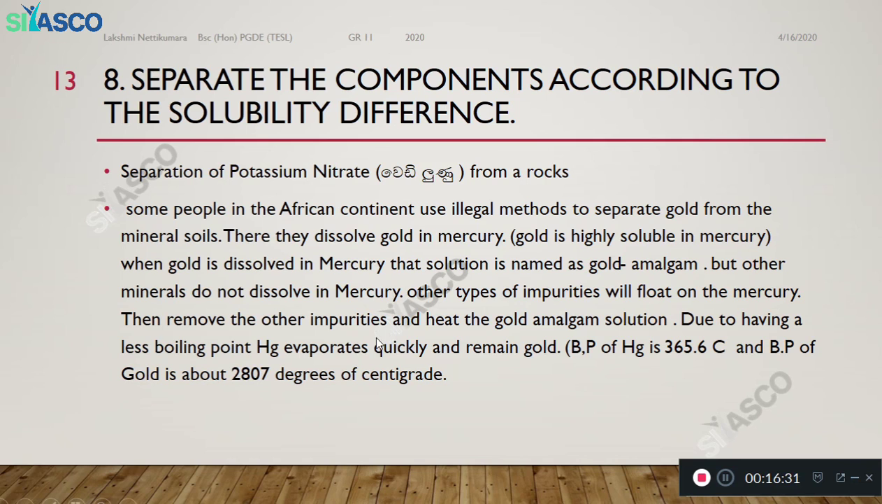Because of the improper use of mercury, it causes a lot of pollution in those areas. And people also suffered from a disease called Minamata, which is a disease due to the toxicity of mercury.